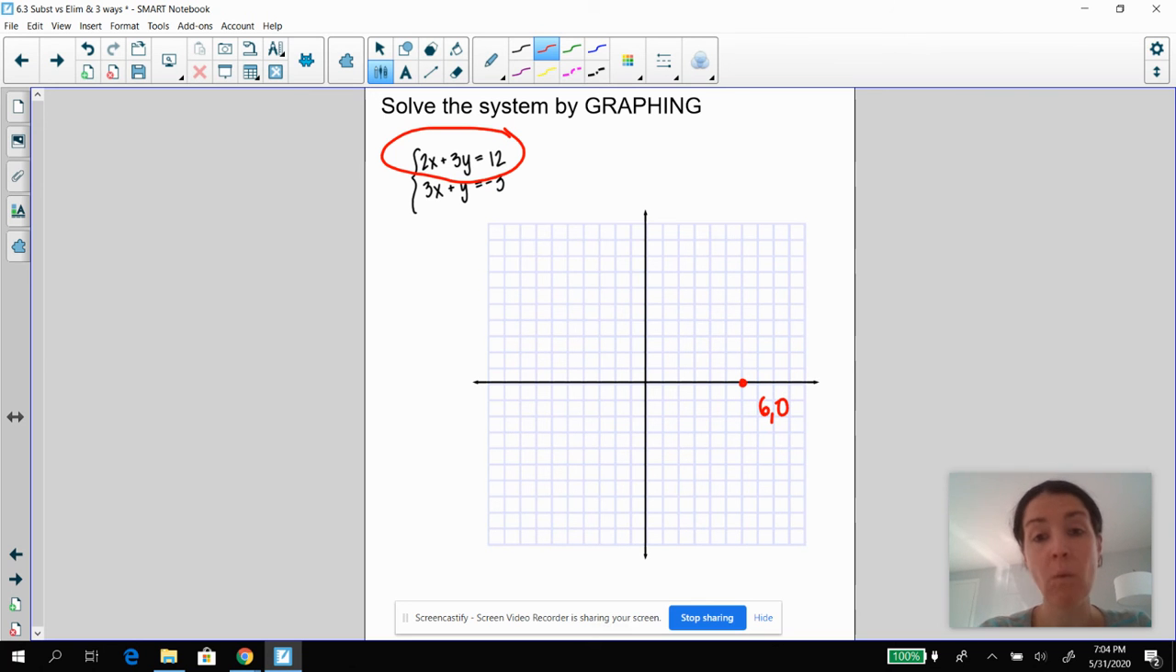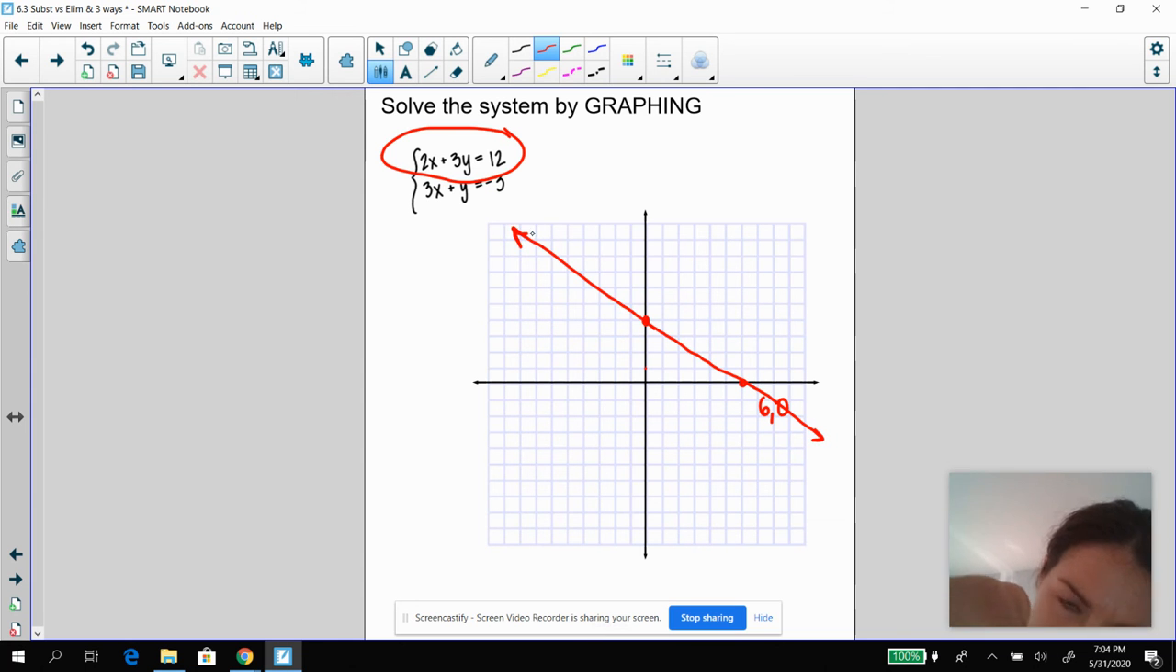And then my y-intercept is going to be 4. 1, 2, 3, 4 because 3y equals 12, so you solve. So, ooh, that's kind of nice. I've got a nice little straight line here. Try and extend this as much as possible. It's not perfect, but that's okay. All right, and now let's graph this guy.